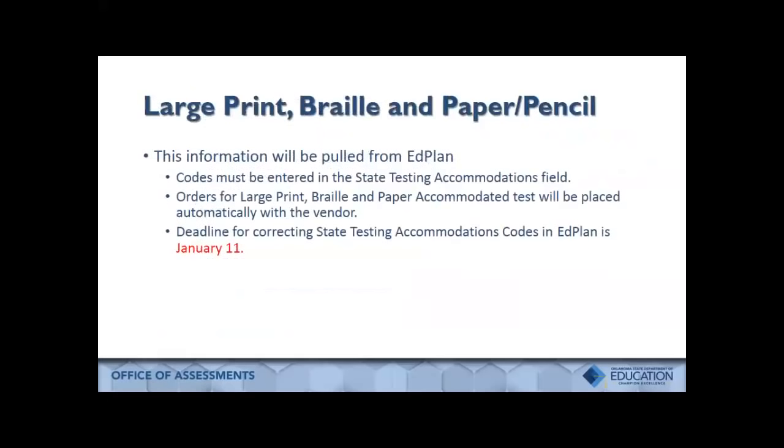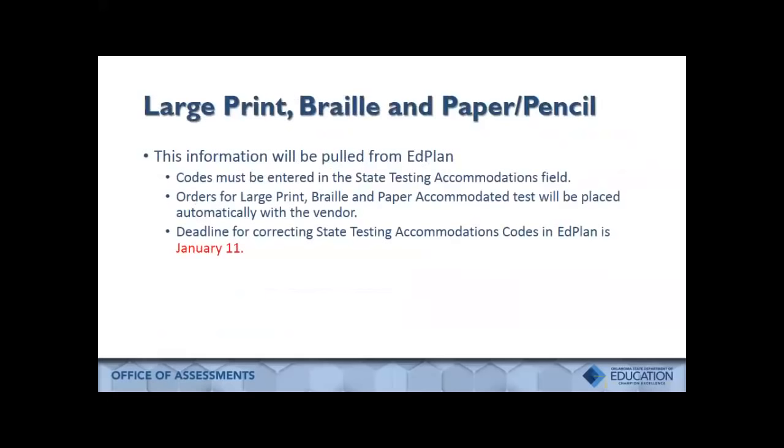For large print, Braille, and paper pencil, we are going to pull this information in from EdPlan. In order for that information to show up in the PreCode, the codes must be entered in EdPlan under the state testing accommodation field. We will not pull it from the classroom accommodation field.